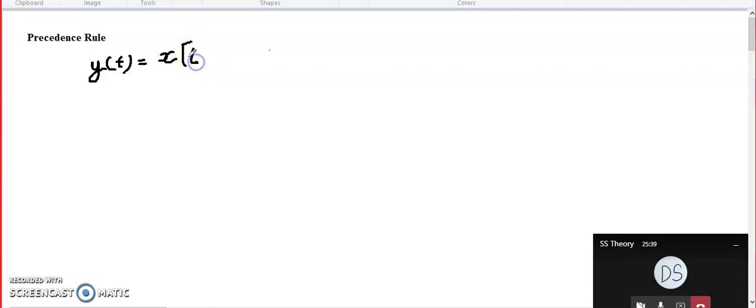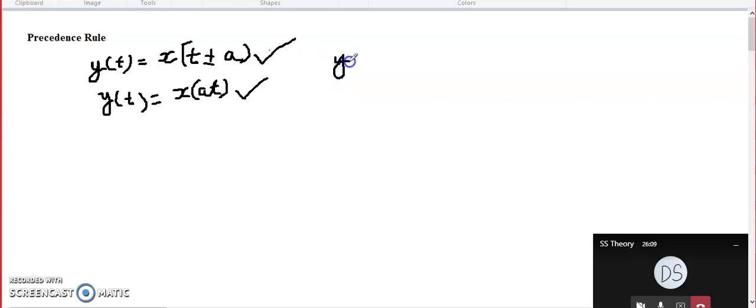So what we did last time was we were discussing time shifting and the operation of time scaling, where we multiply t by a constant or add or subtract a constant. This is the time shifting operation. This is the time scaling operation. Now today we will be discussing if both of them are present simultaneously, like this.